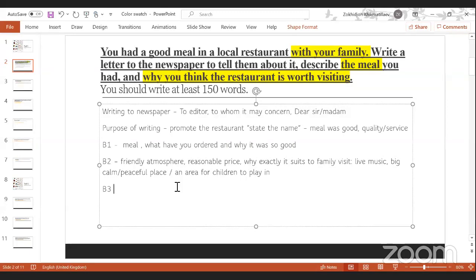Having B3 is not a paragraph, it should just be a sentence. Why do you think this place should include it? What kind of information should you write at the end? Recommendation. Exactly. You should say that you recommend this place.